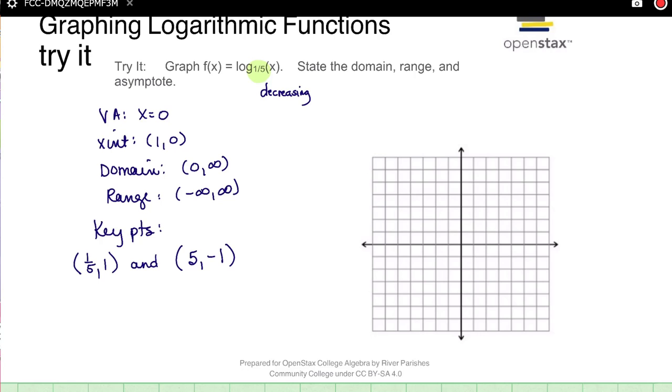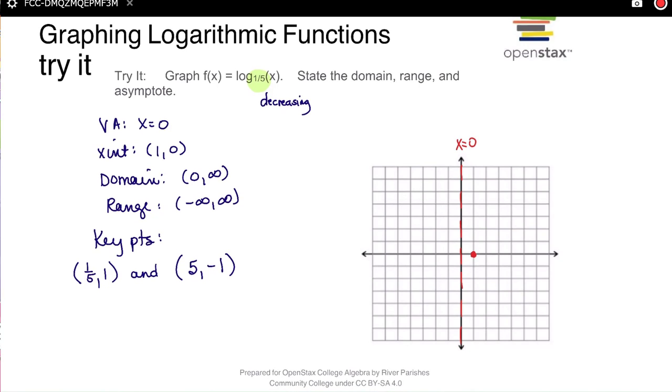So let's plot our points and our asymptotes. So we have a vertical asymptote at x equals 0. And we have an x-intercept at 1, 0. And we have a key point at 1/5 and 1. So 1/5 and 1, kind of estimate where it is about right there. And then I have a point at 5 and negative 1. And remember, it can't cross the vertical asymptote. And so I'm just going to try to draw it the best that I can here.